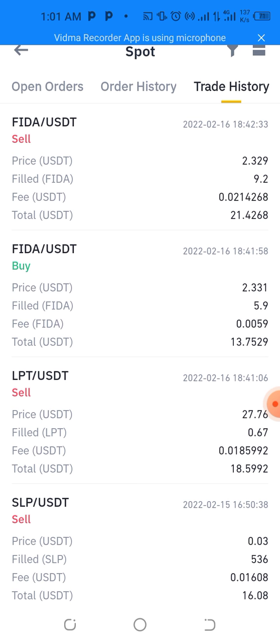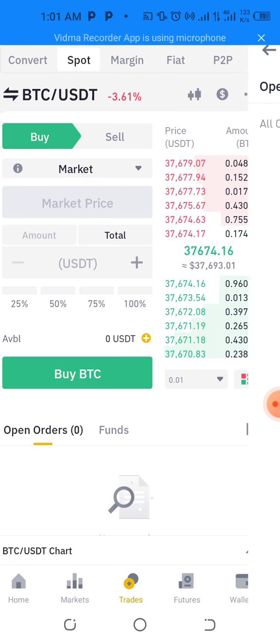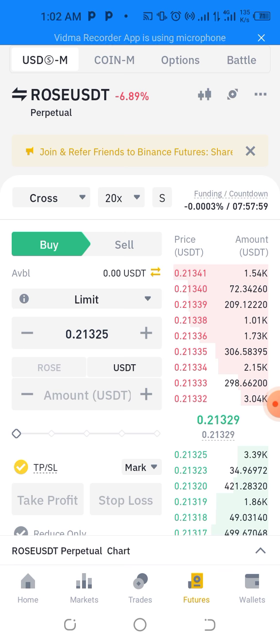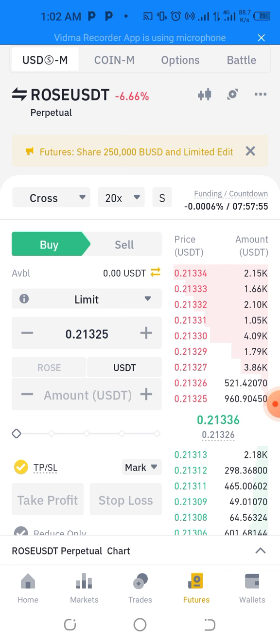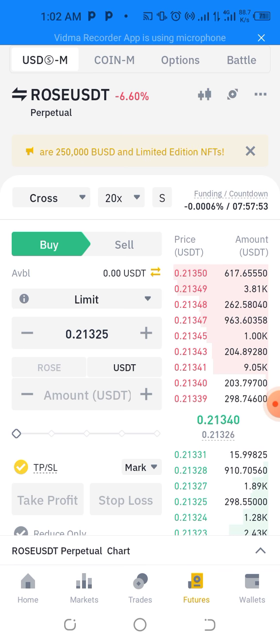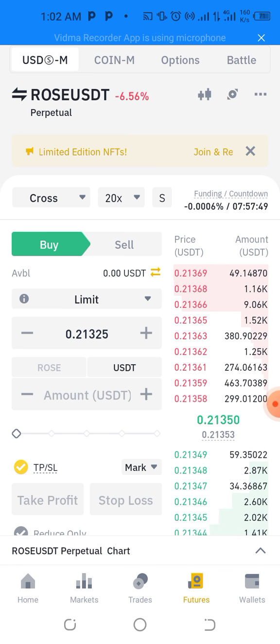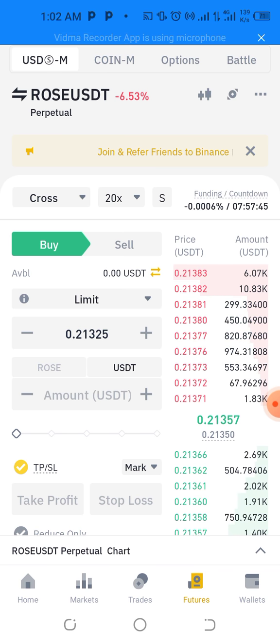Okay, so this is just it. Any order you execute, the record will always be here for you. So let's go to futures trading. Now, this is futures trading. It looks like spot, but it's not the same thing. Okay, so here there are different things you can do with futures trading. It's called leverage trading.